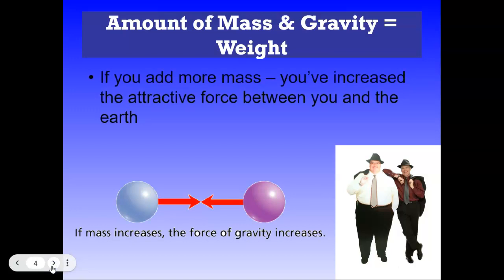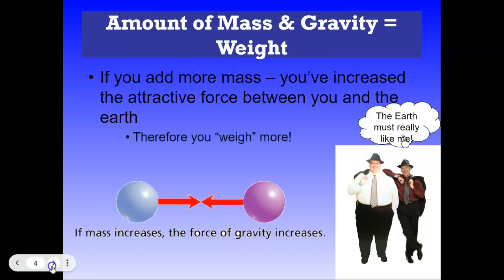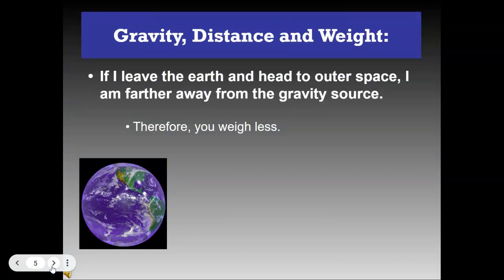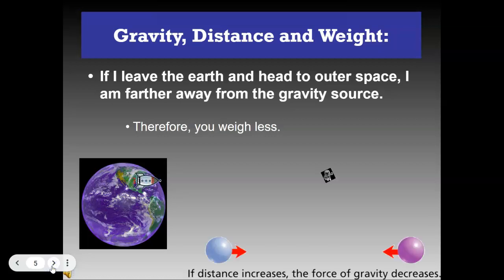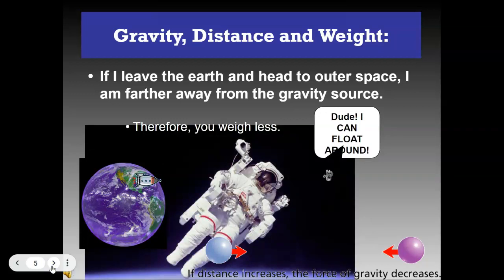If you add more mass, which is just how much of something there is, then you increase the attractive force between you and the Earth. That's why some people weigh more than others. If a person has more mass, they're going to weigh more. So if mass increases, the force of gravity also increases. If you leave the Earth and you head to outer space, you're further away from the gravity source, therefore you weigh less. Okay, so if distance increases, the force of gravity decreases.